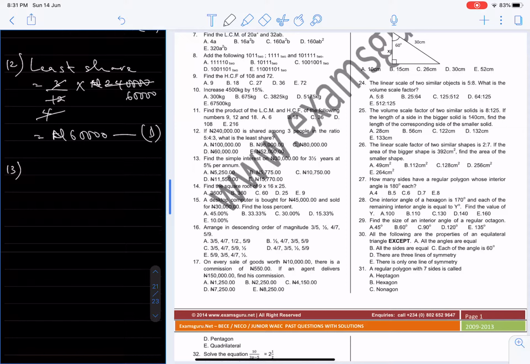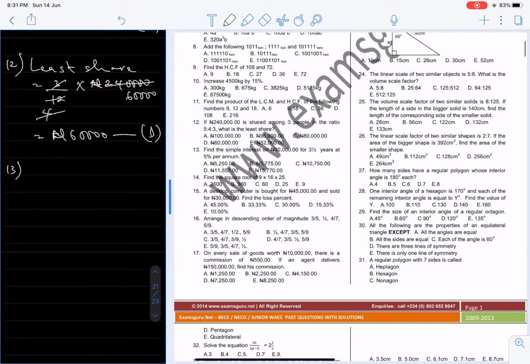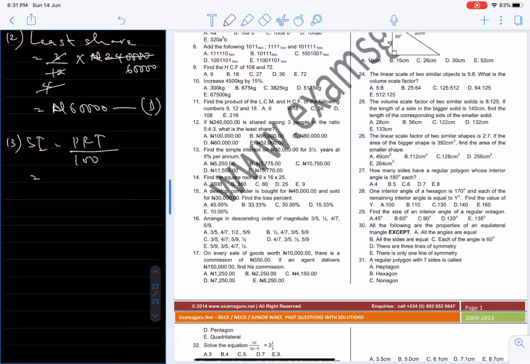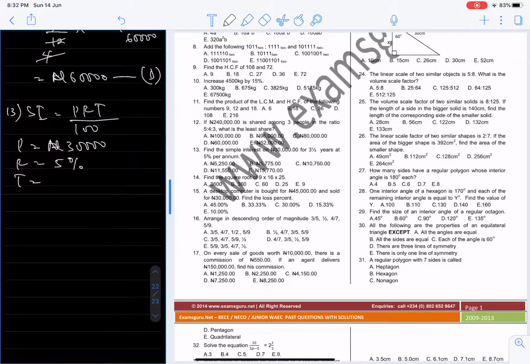Find the simple interest on 30,000 for 3.5 years at 5% per annum. Simple interest SI is PRT over 100. Here, the principal is 30,000. The rate is 5%, and the time is 3.5 years.